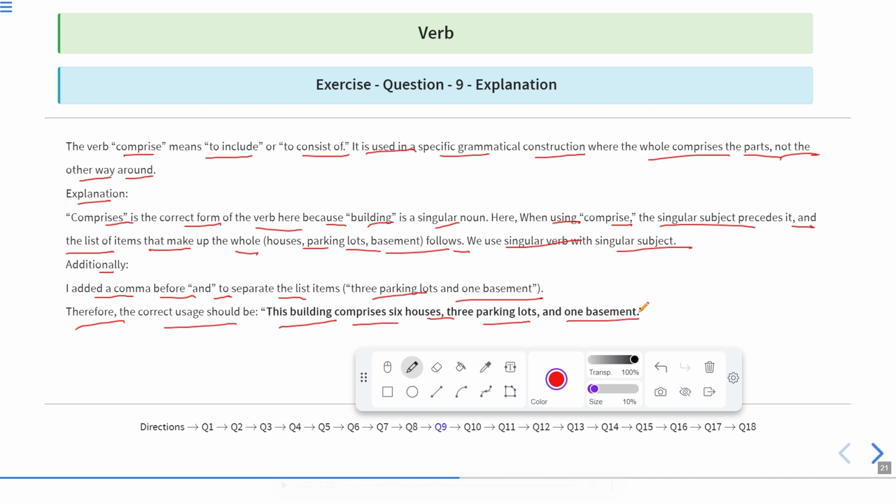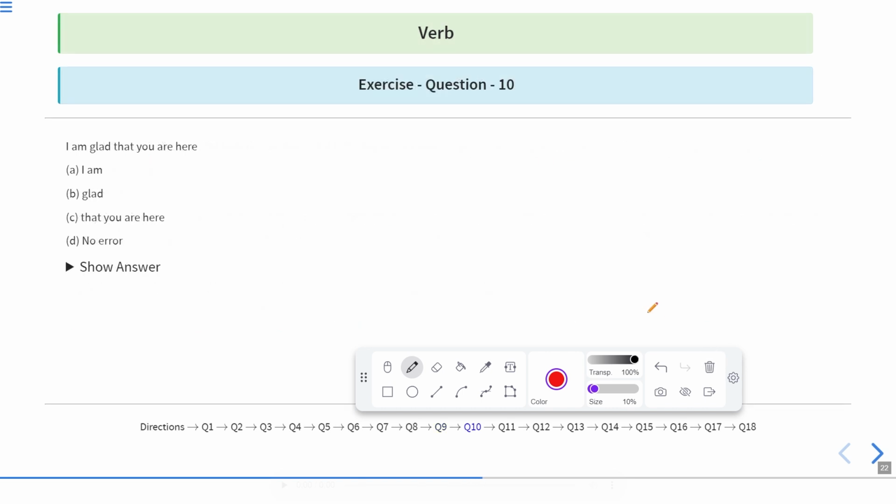Okay, now let us move to the next one. So this was question number 9. Now we'll discuss question number 10. "I'm glad that you are here." Now, "I am glad" is the present tense. "That you are here" is the present tense. So, "I am glad that you are here." The sentence contains no error as the entire sentence is in present tense. Now, let us see the explanation of it.